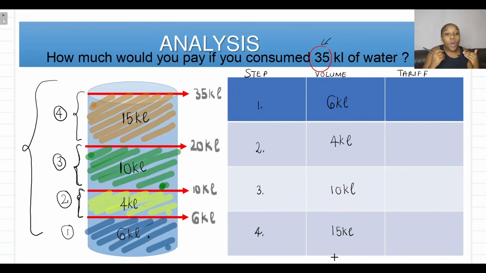So from here, all we need to do is calculate the tariff per step. And once we've calculated the tariff per step, we just need to add them up to get how much you would pay towards your water bill if you consumed 35 kiloliters of water.